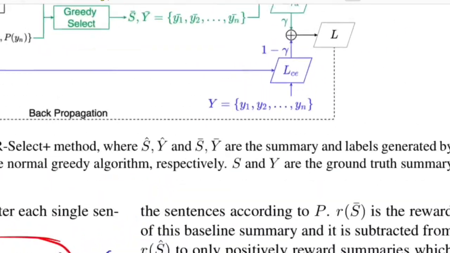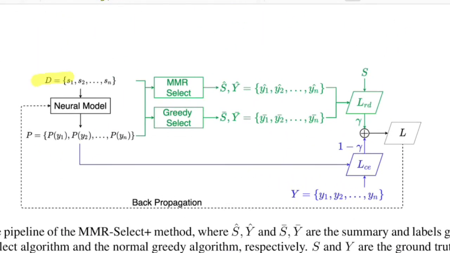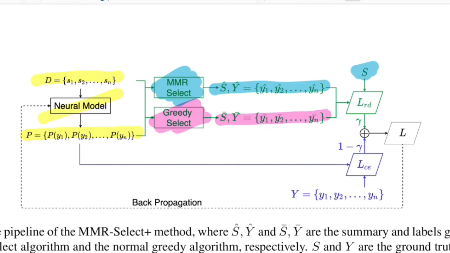So under MMR-Select Plus, they introduce this pipeline where D is the document. Let's say it has n number of sentences. It goes through a neural model that gives the probability of every sentence to be a part of the extractive summary. So you'll have n probabilities. So once you get these probabilities, you go about implementing a greedy selection strategy and select top k greedy sentences from there based on their scores. And similarly, you also apply the MMR-Select mechanism and select sentences based on that strategy. Here S is the ground truth summary that you have. So all of that goes to the module LRD, which is one of the loss functions they talk about.